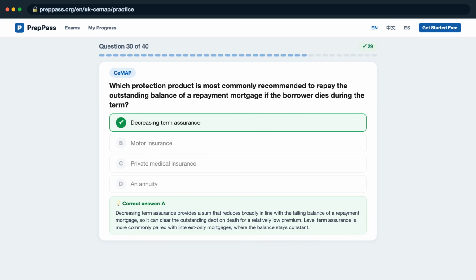Decreasing term assurance provides a sum that reduces broadly in line with the falling balance of a repayment mortgage, so it can clear the outstanding debt on death for a relatively low premium. Level term assurance is more commonly paired with interest-only mortgages, where the balance stays constant.